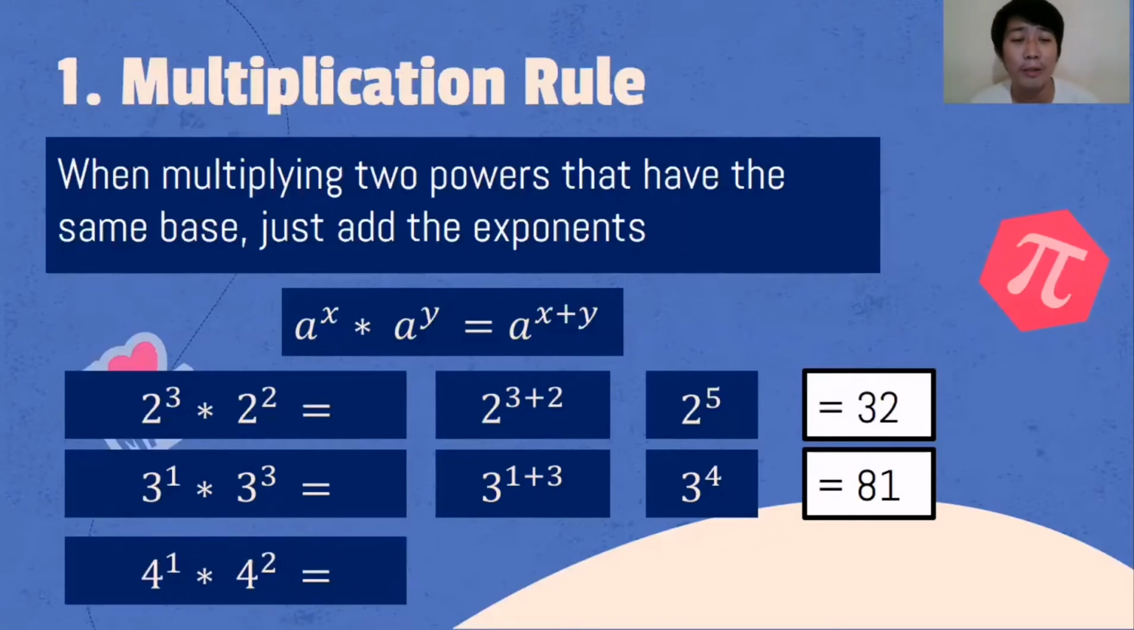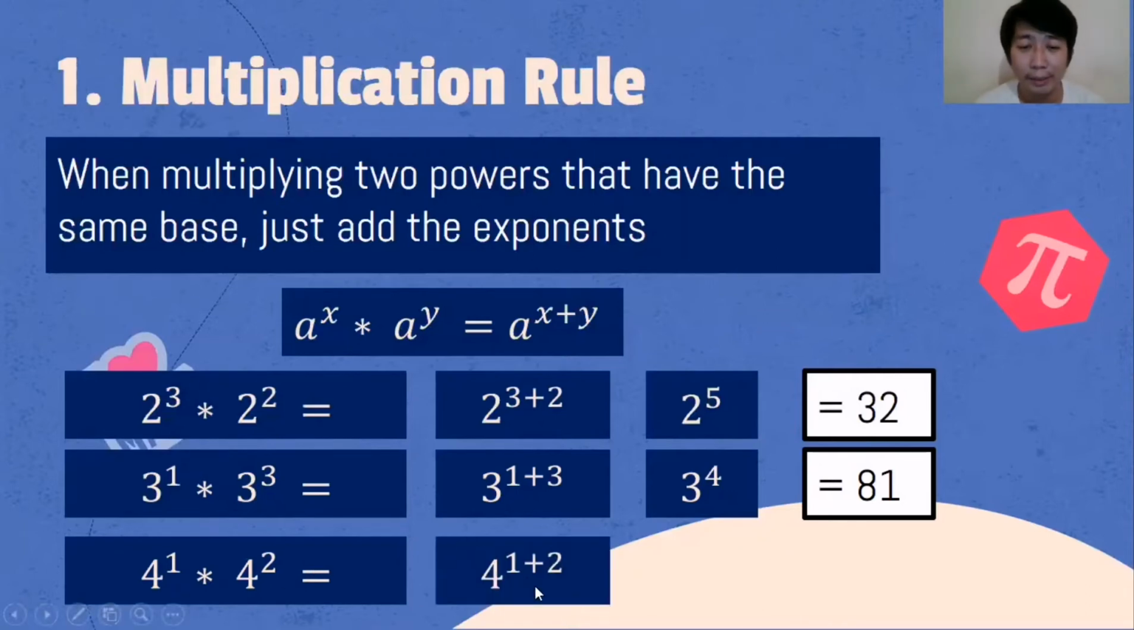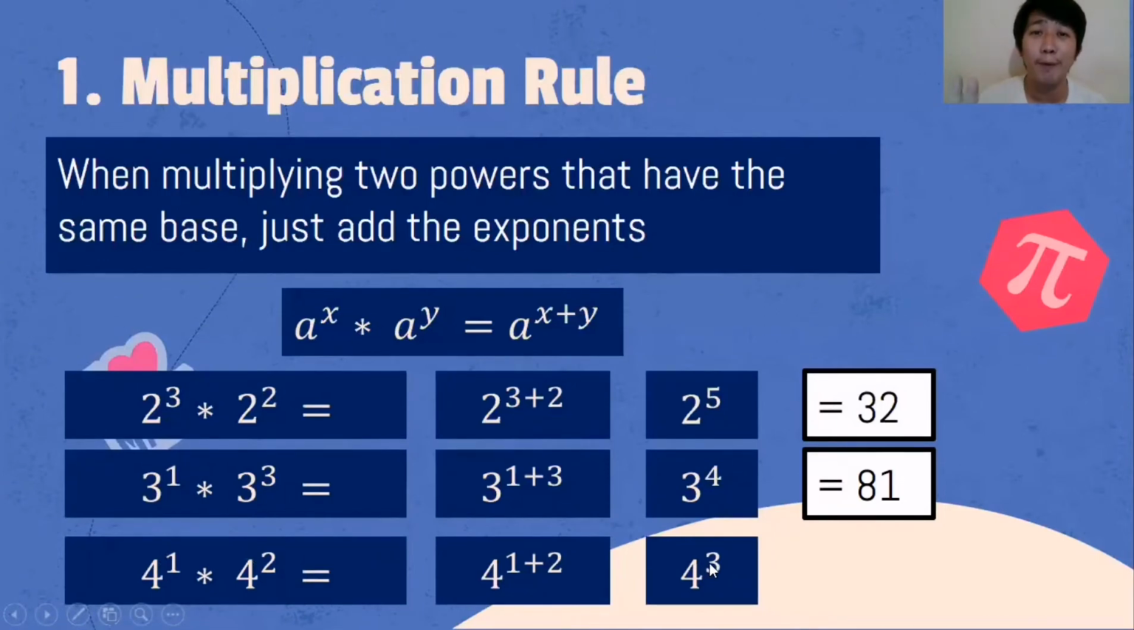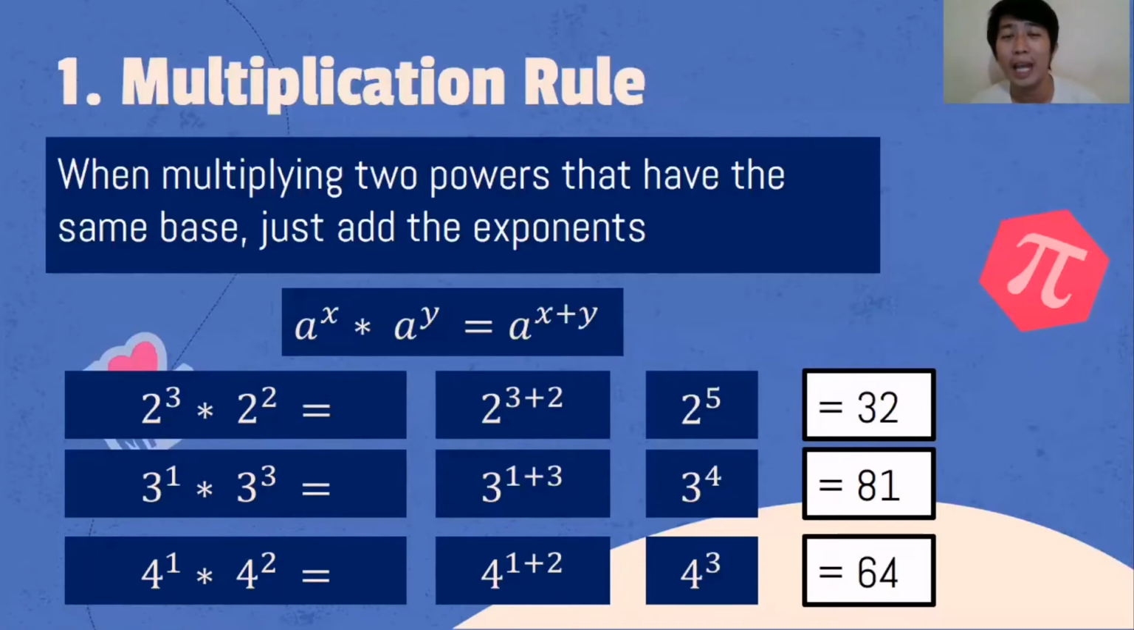Another example, 4 raised to 1 multiplied by 4 raised to 2. Our rule is, when multiplying two powers that have the same base, just add the exponents. So, 1 plus 2, that is 4 raised to 1 plus 2. That is 4 raised to 3 because 1 plus 2 is 3. What is 4 raised to 3? 4 times 4 times 4, that is? Very good, 64. 4 times 4 is 16, times 4 is 64.